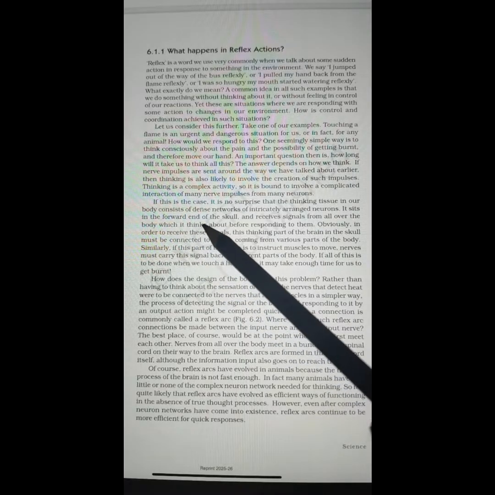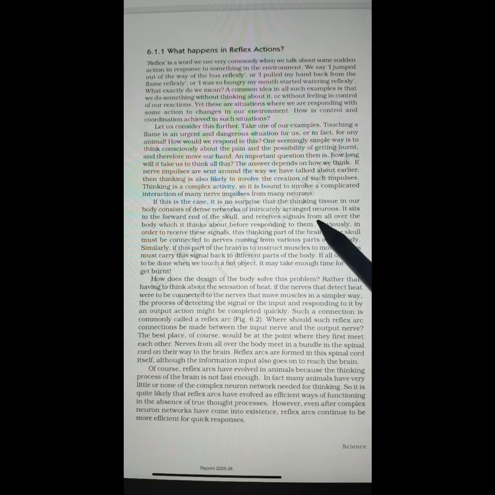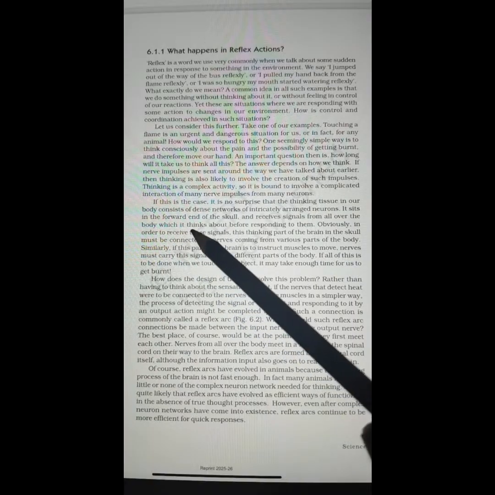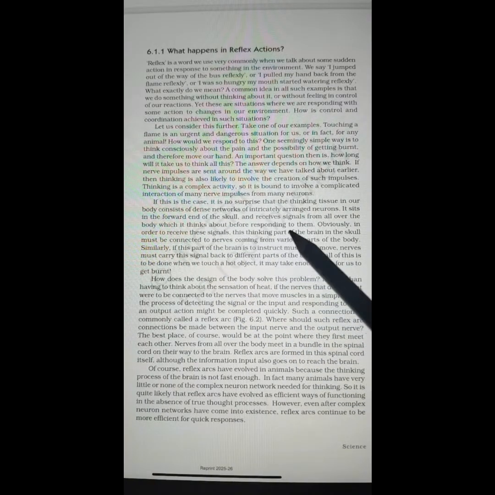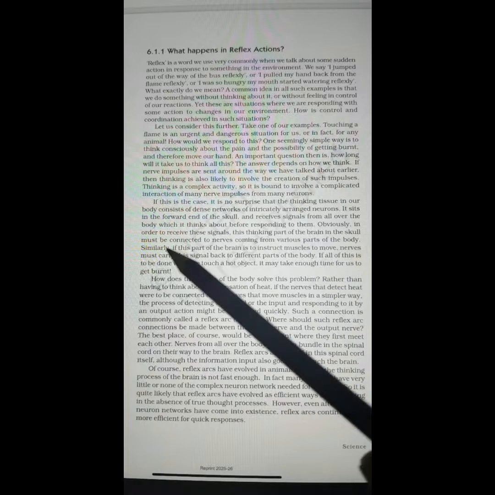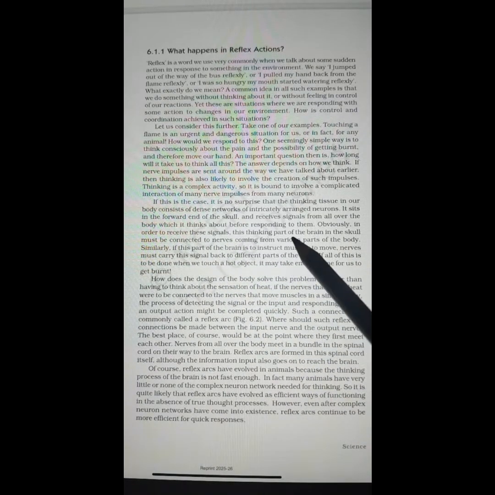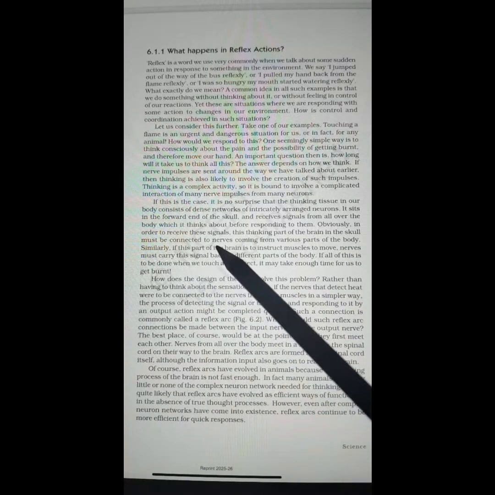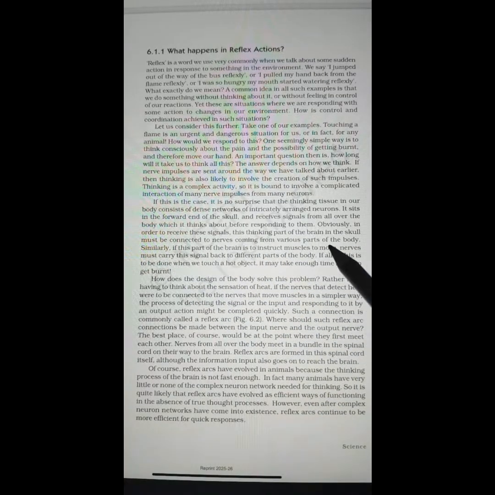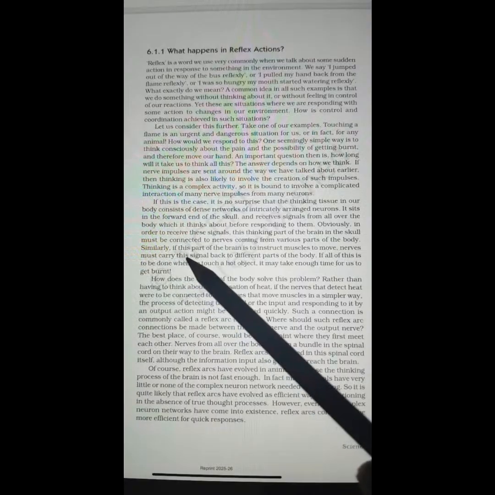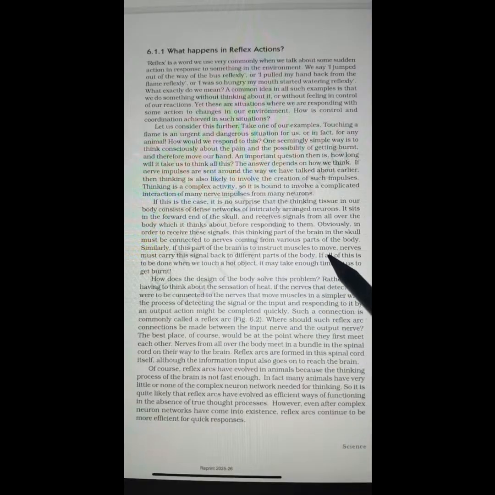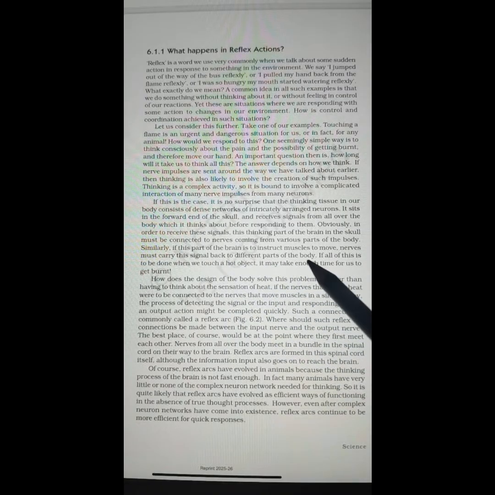It sits in the forward end of the skull and receives signals from all over the body, which it thinks about before responding to them. Obviously, in order to receive these signals, this thinking part of the brain in the skull must be connected to nerves coming from various parts of the body. Similarly, if this part of the brain is to instruct muscles to move, nerves must carry this signal back to different parts of the body.